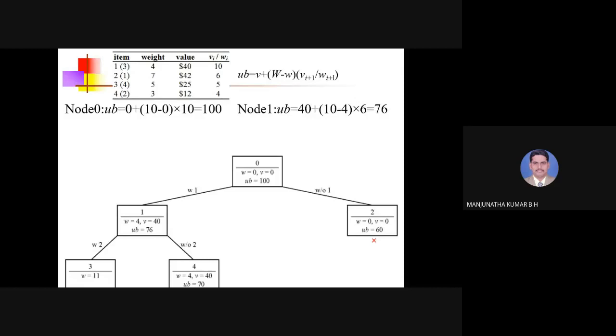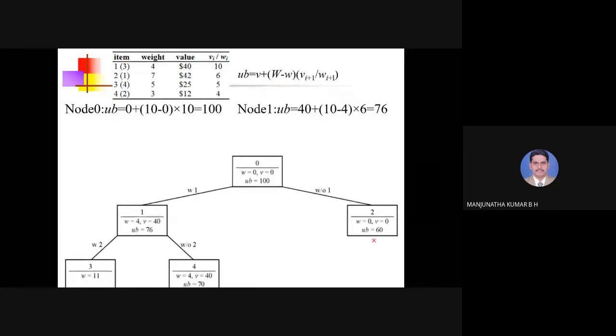What is the profit gain? 40. Now you see the recent table. Don't see the original table. See the recent table where the items are arranged in the descending order of their profit and weight ratio. W equals 4 and V equals 40, the profit of the first item. Now for node 1, again you have to calculate the upper bound.